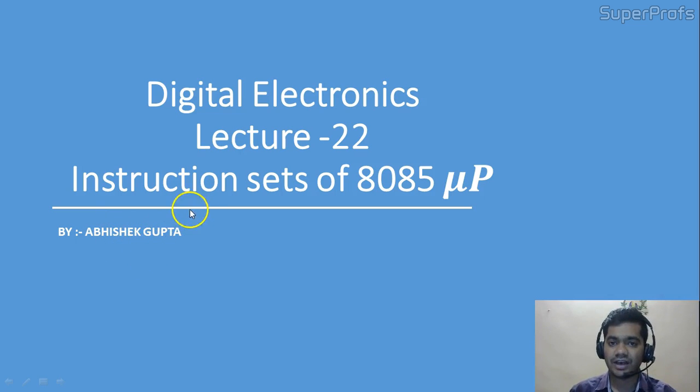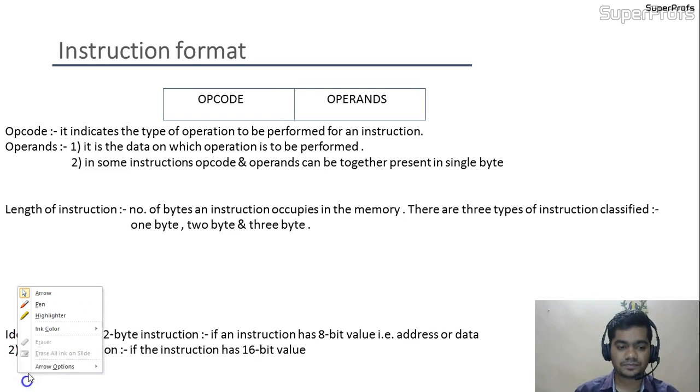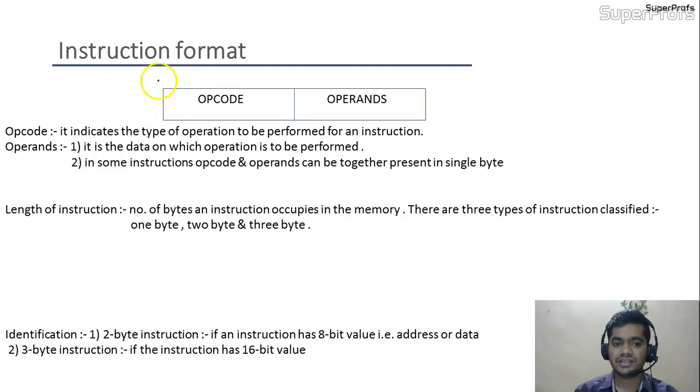In this session we are going to look extensively at the instruction sets of the 8085 microprocessor, and how the programming and the instructions are performed. Okay, so let's start with the initial thing. In the previous session, students, we discussed the instruction format, that is the opcode and operand.